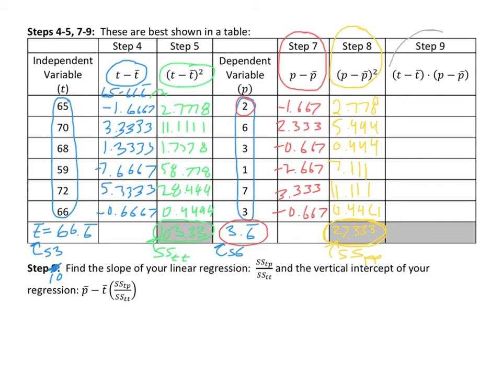In step 9, I'm supposed to multiply together each of the blue value and the red value: the difference between t and the average and the distance between p and the average. Okay, so for this first one, I'm going to multiply this negative 1.6667 by this negative 1.6667 value. When I do that, I end up with 2.778, which in this case was coincidentally the same as that yellow value next to it. That usually doesn't happen.